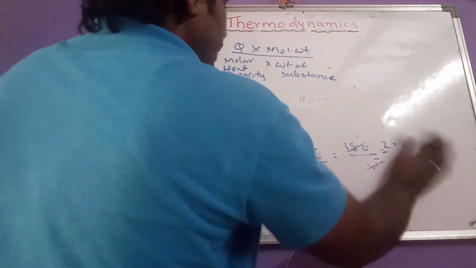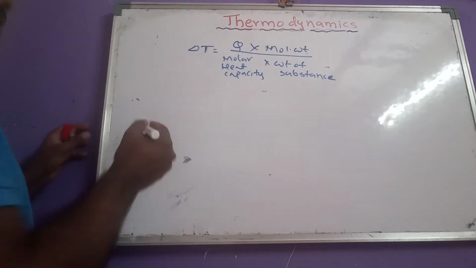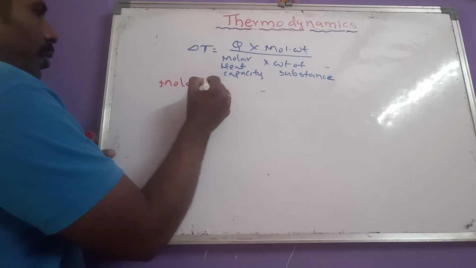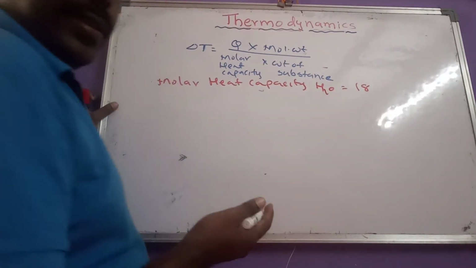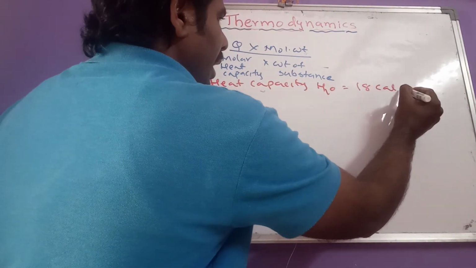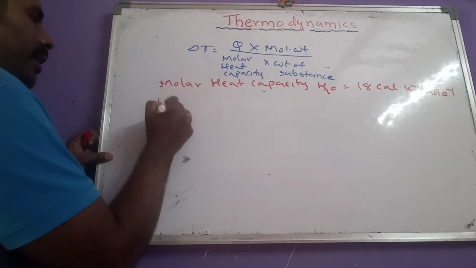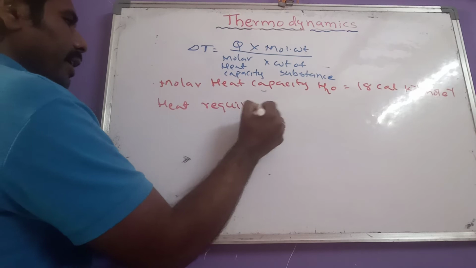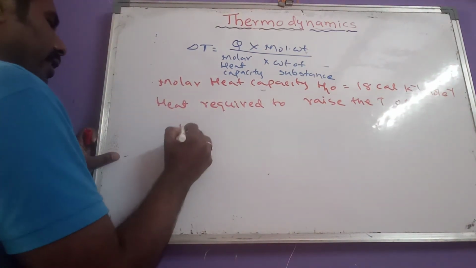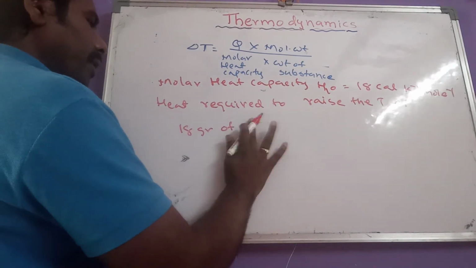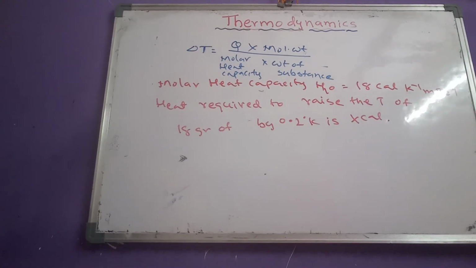Now let us go for another question related to the same concept. Again, molar heat capacity. The molar heat capacity of water is 18, but this time I'm giving it in calories: 18 calorie per degree Kelvin per mole. The heat energy required to raise the temperature of 18 gram of water by 0.2 degree Kelvin is x calories.